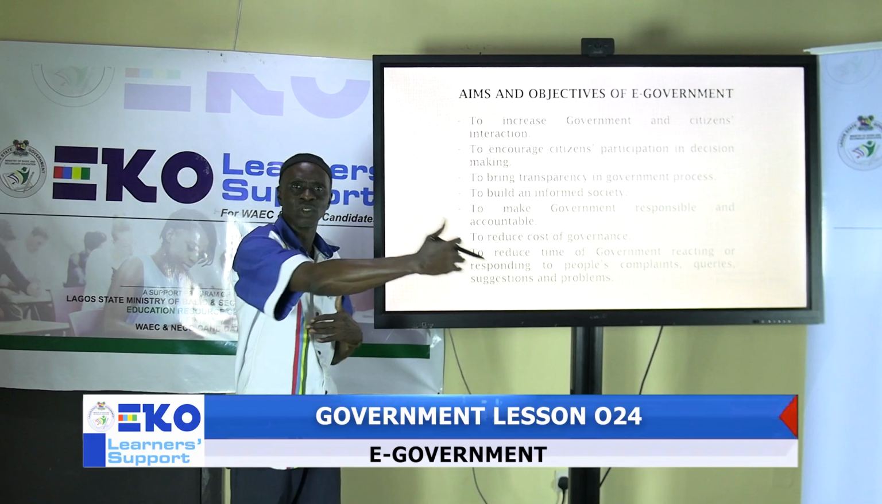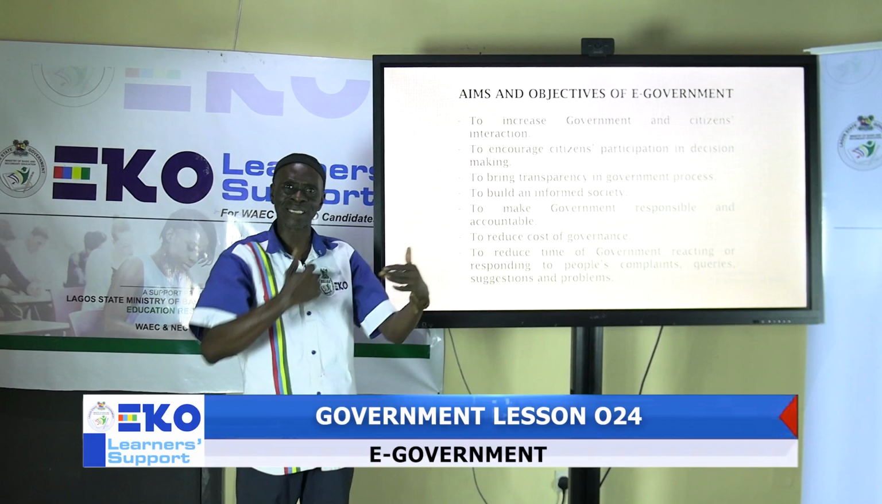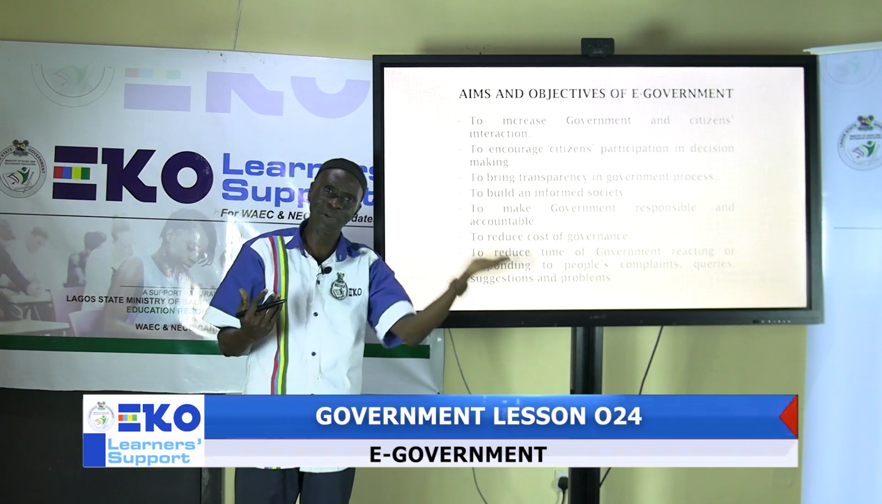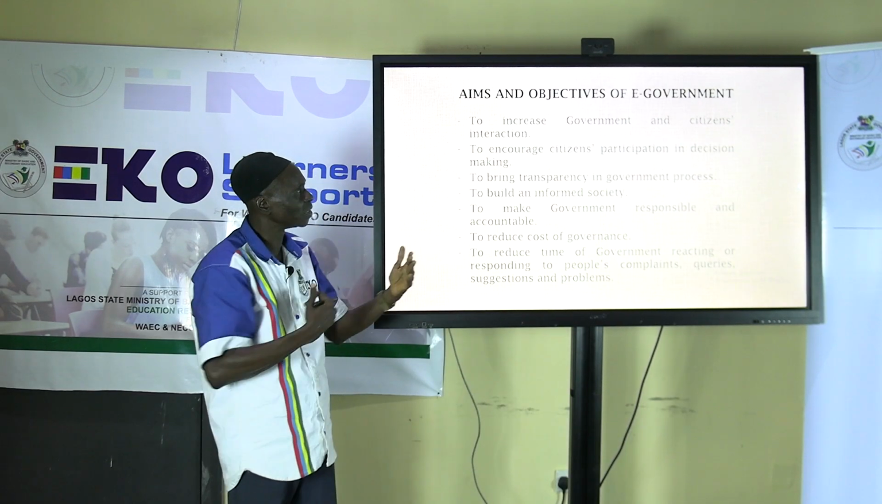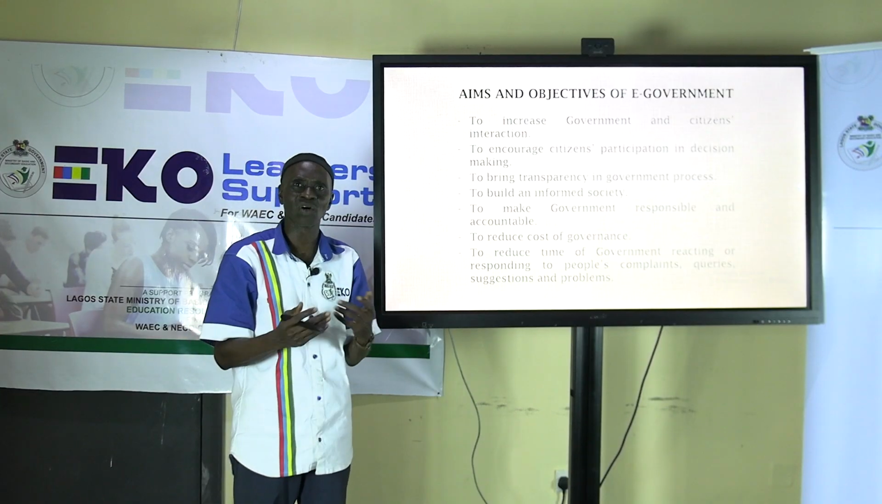So it is up and down, front and back. Government gives information to the people, people get information from them, and the two of them will interact and participate in decision making of the country.